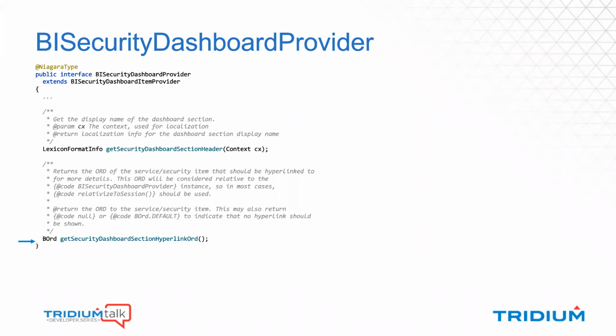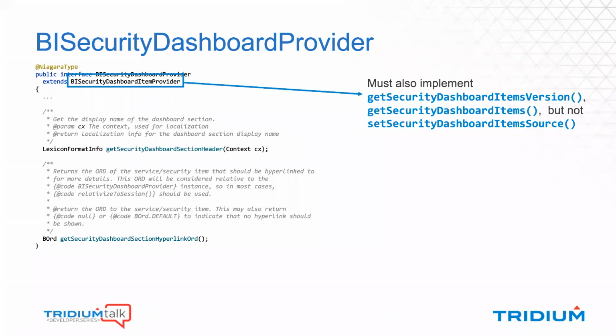And since it extends security dashboard item provider, we do have to implement the methods to return the version and the items that we've already talked about. But you don't have to implement setSecurityDashboardItemSource, because in this case, the source will always be the class that's actually implementing security dashboard provider.